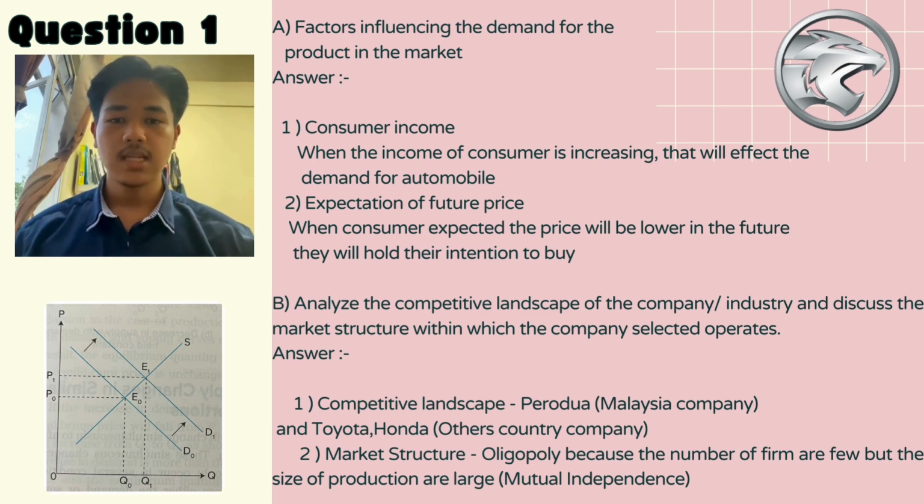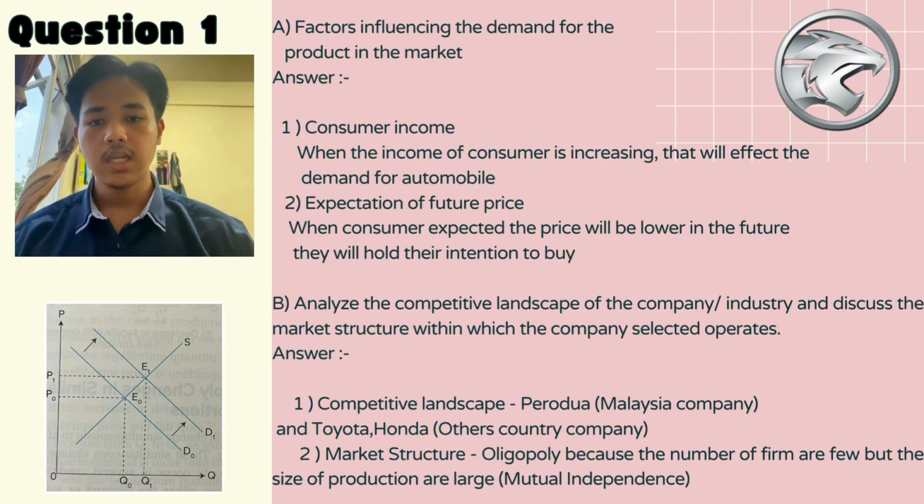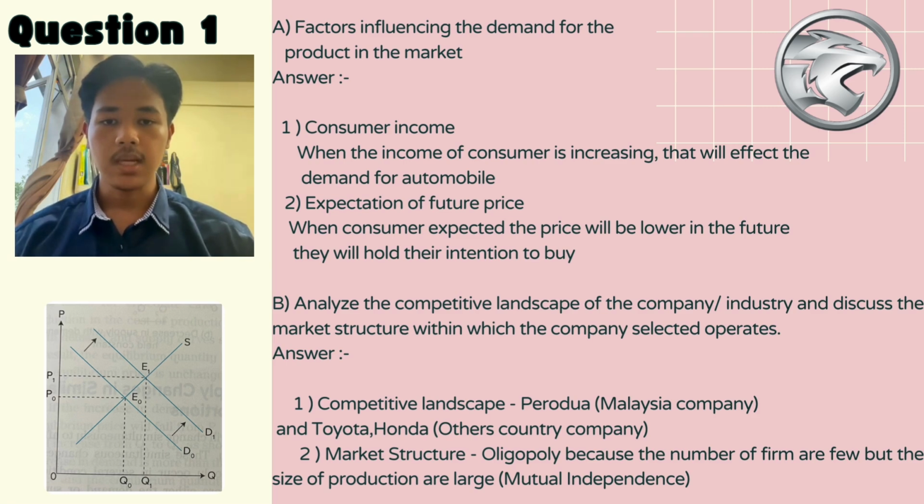Question B. Analyze the competitive landscape of the company or industry and discuss the market structure within which the selected company operates. The answer is competitive landscape: the variety of options a customer can choose rather than one product. Proton, SD and BHD have a lot of rivals, which they need to compare with, either Malaysian automobile or import companies from other countries. For example, Perodua, which is a Malaysian automobile company, and from other countries, Honda and Toyota.